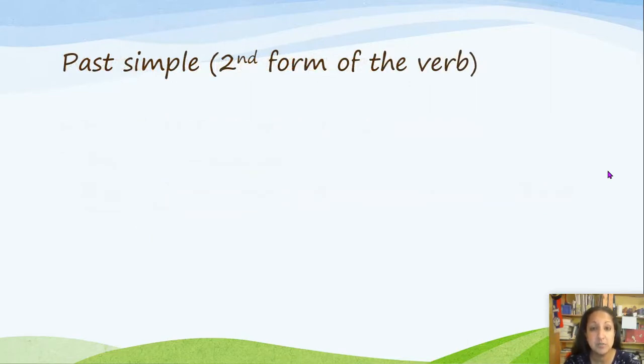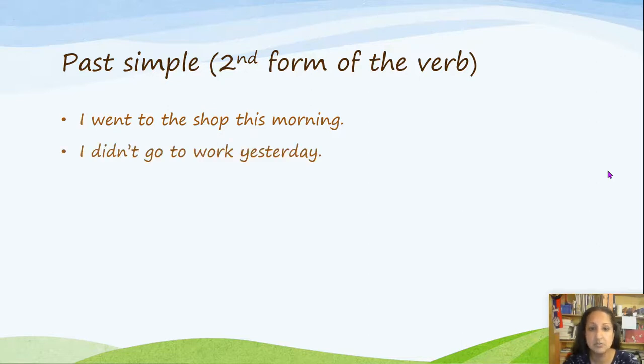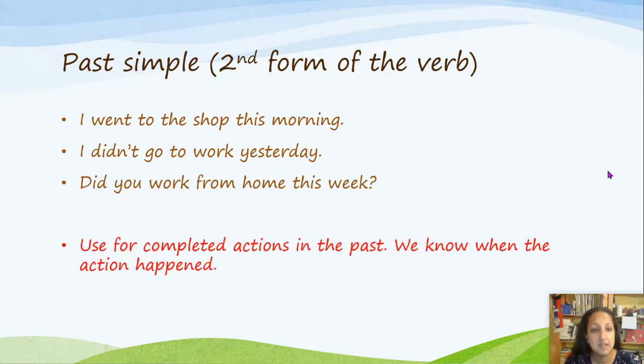That is basically using the second form of the verb. For example, I went to the shop this morning. I didn't go to work yesterday. Did you work from home this week? We use the past simple for completed actions in the past. We know when the action happened, or we're referring to a time period in the past.